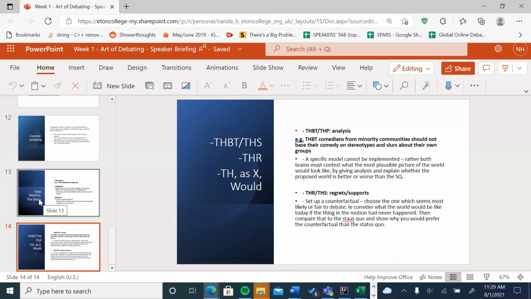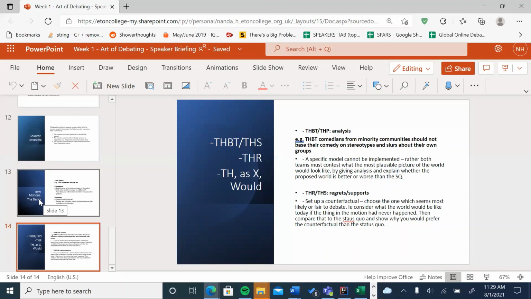So as an example, one of the motions that I've done in the past is this House believes that comedians from minority communities should not base their comedy on stereotypes and slurs about their own groups. And the important thing is that neither the proposition or the opposition can say exactly how comedians will use their comedy and exactly what kind of comedy it'll be, whether it'll be offensive, whether it'll be constructive and try to break down stereotypes. You can't say. What you can argue is justify and give reasons to explain why one scenario is more likely than the other, and then explain whether that's good or bad.